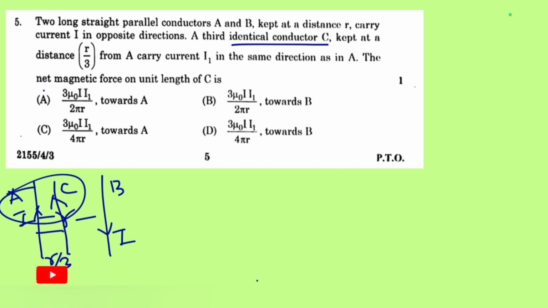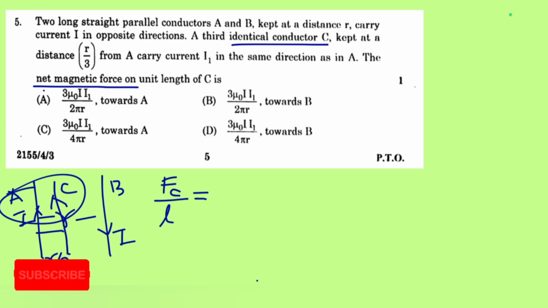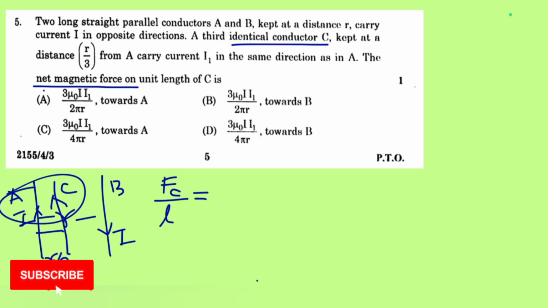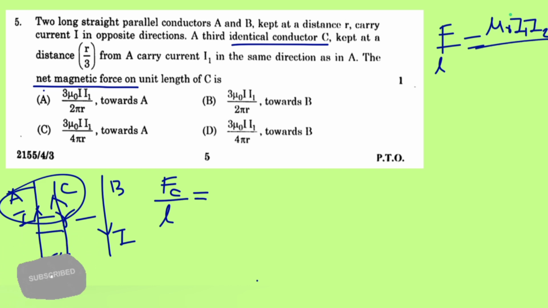What do we have to calculate? We have to calculate the net magnetic force acting on this conductor C, that is, the force per unit length on the conductor C. Basically, we know that the force exerted by any conductor on another conductor kept at some distance is calculated using a basic formula: F upon L equals mu naught I1 I2 upon 2 pi r. What is r here? r is the distance between the two conductors.